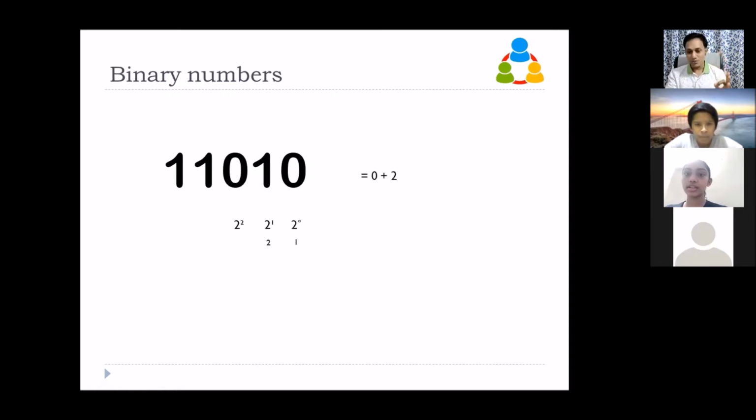Third position, 2 raised to 2. What is its value? Place value is 4. You are right. But because this is 0, just like our previous case where the middle position was 0, it is 0 into 4, or 0. What is the next value? 8. 1 into 8, or 8. What is this value? 16. 1 into 16, or 16. So totally, what is the value of this expression? This in binary means what in decimal?